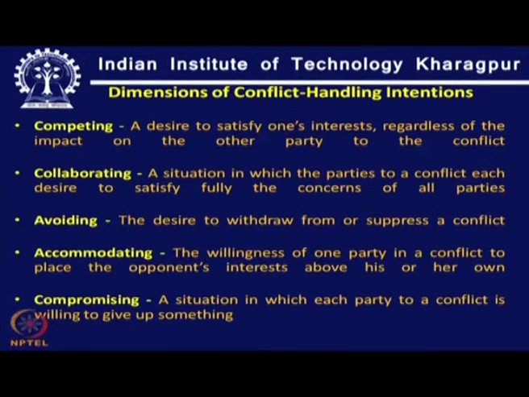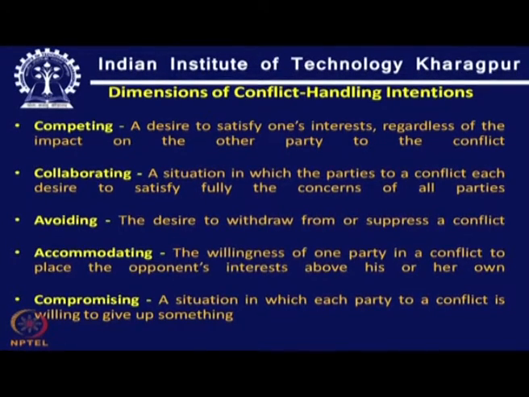In competing, there is a desire to satisfy one's own needs and interest regardless of the impact on the other party to the conflict. In collaborating, both the parties try to satisfy fully the concerns of all the parties involved. In avoiding, it's a desire to withdraw from or suppress a conflict.